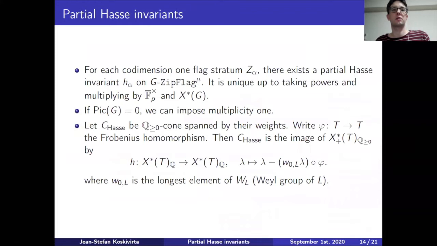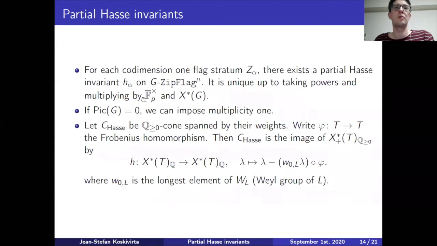Right, so now I can speak about partial Hasse invariants in more detail. First of all, for each codimension one flag stratum Z_alpha, there exists a partial Hasse invariant H_alpha on G-zip flag mu. Okay, so the partial Hasse invariants actually already exist. Not only on the flag space of the Shimura variety, actually they exist group theoretically on the group theoretical analog of the flag space. So they exist already here. And they are basically unique, but there is only some ambiguity by taking powers, of course. We can take powers of the Hasse invariant, the vanishing locus will remain the same. And we can also multiply by some scalar, of course.